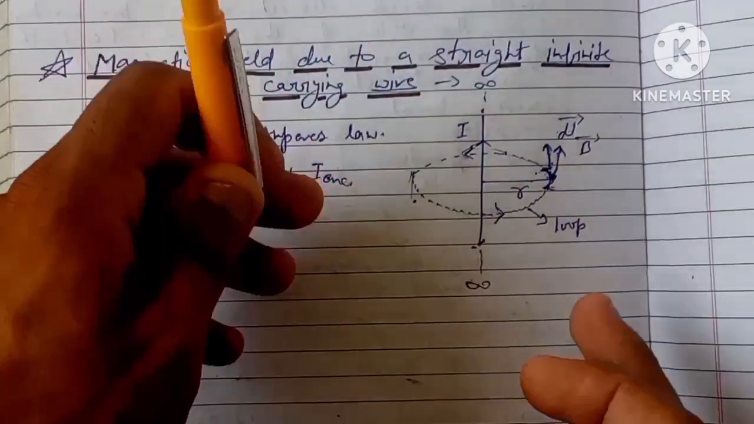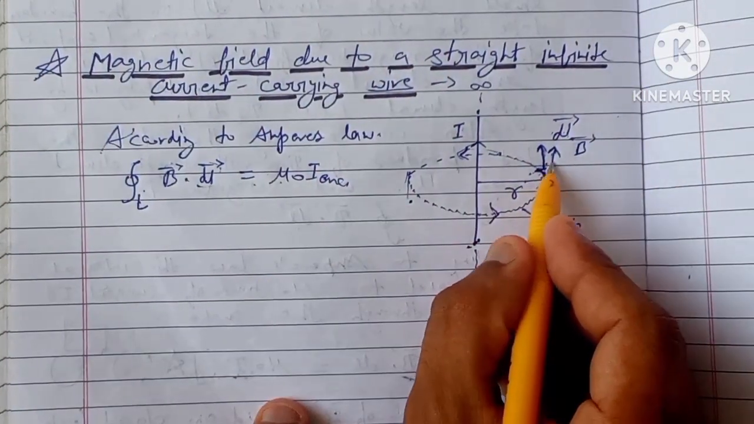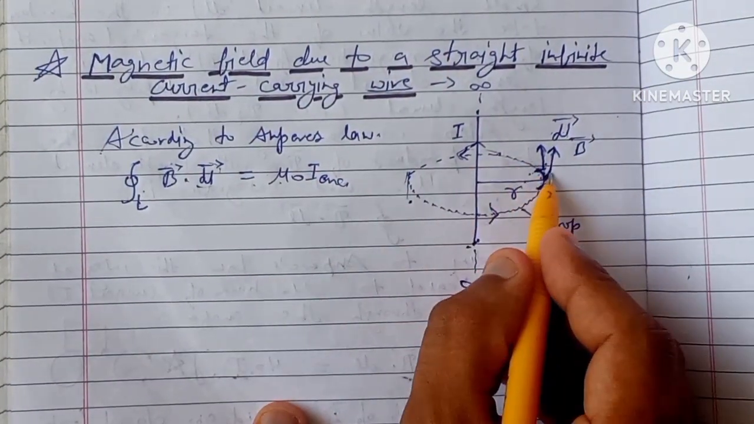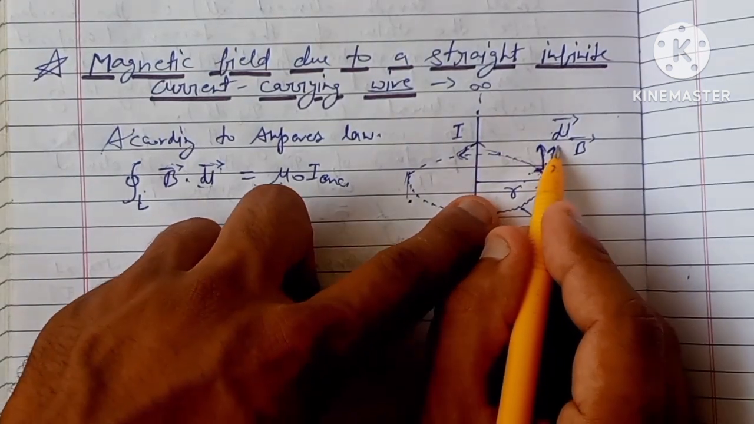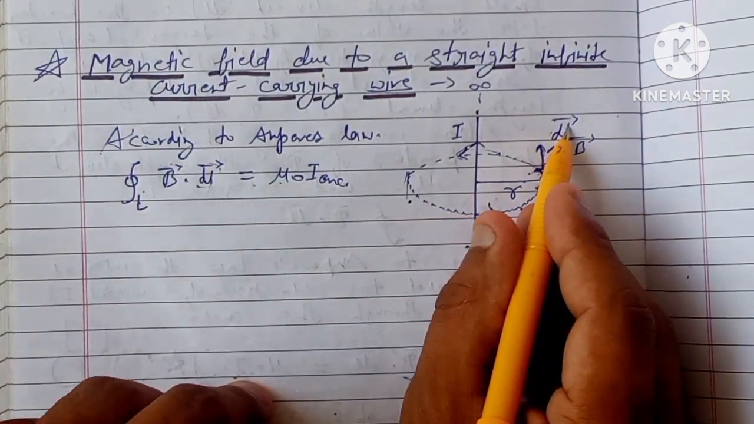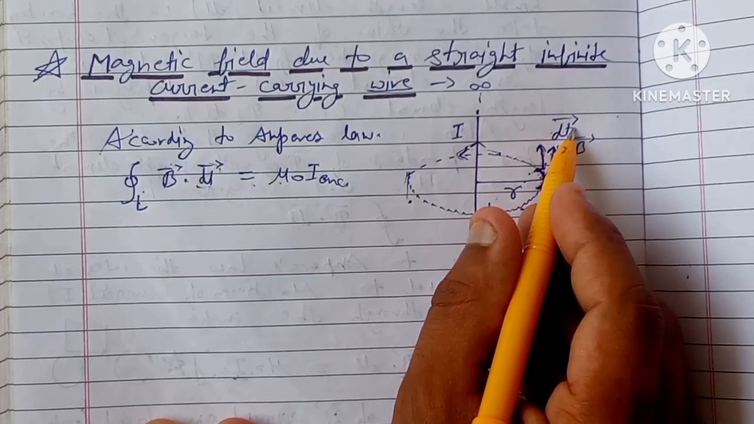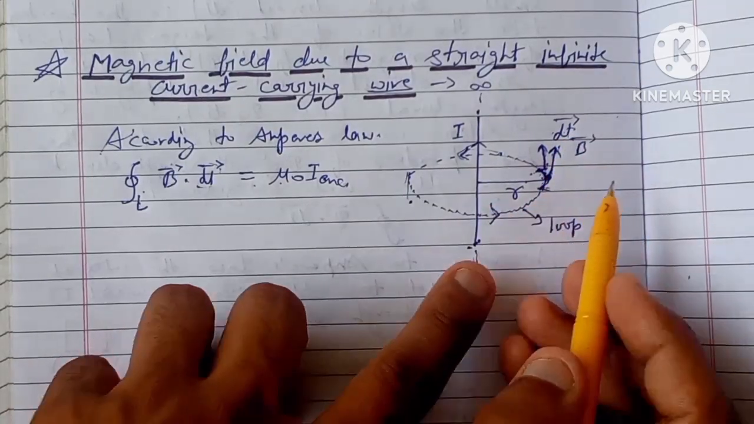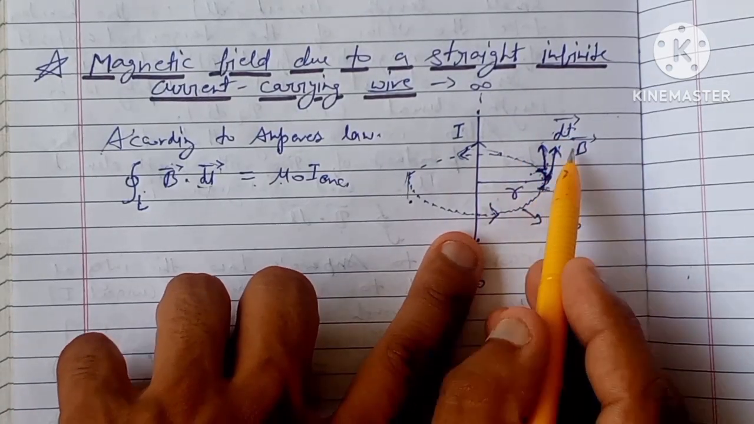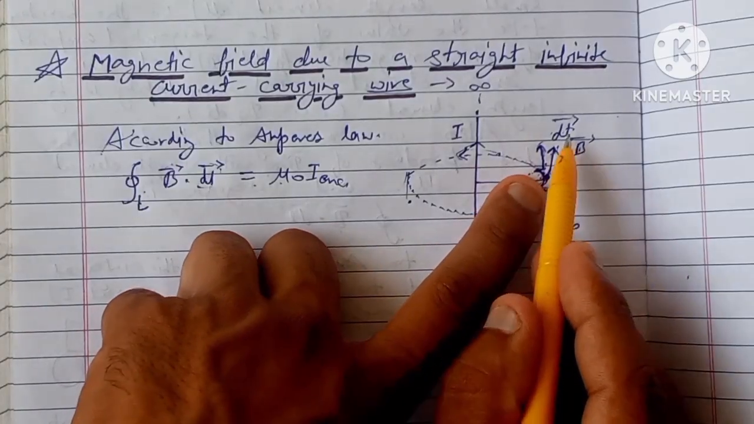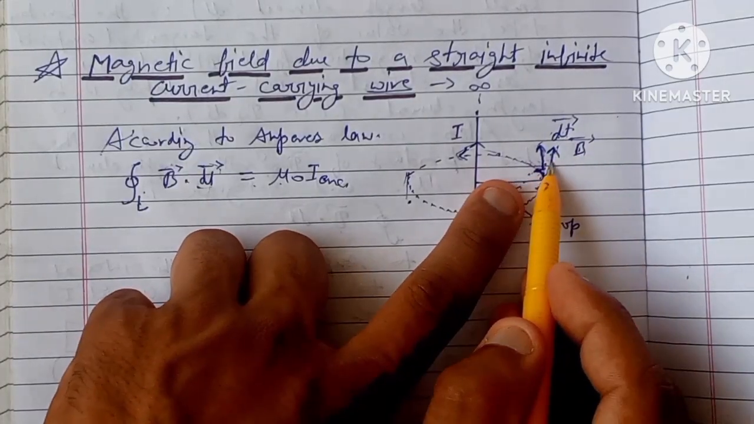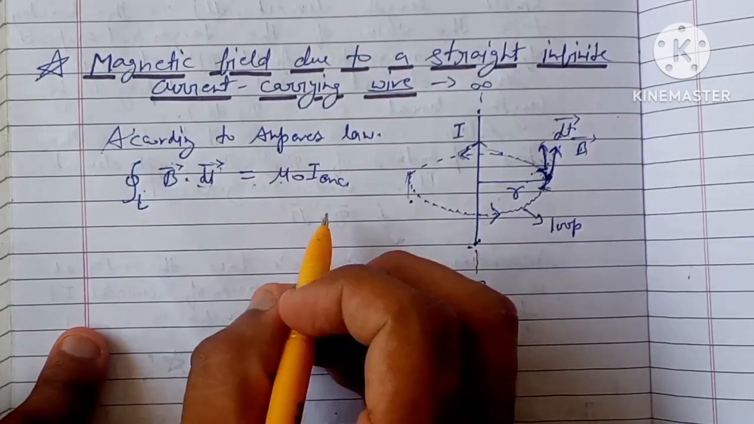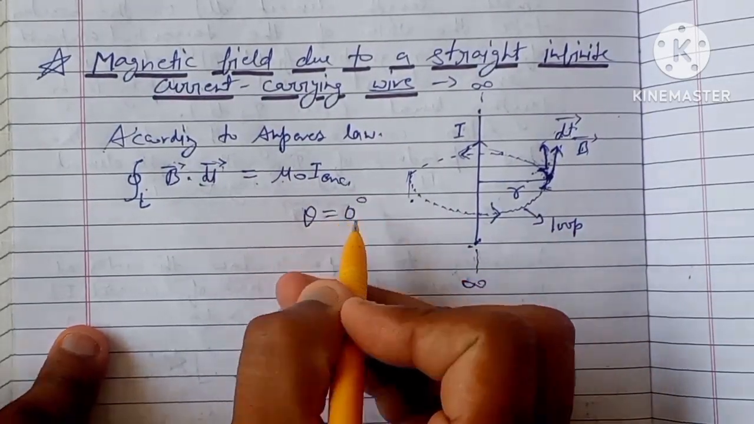So at this point, the direction of the magnetic field is tangential to this loop, and it is in the same direction as the dl vector. So I can clearly see that the angle between my magnetic field and this dl vector is 0 degrees, because both are in the same direction. So here your theta is equal to 0 degrees.